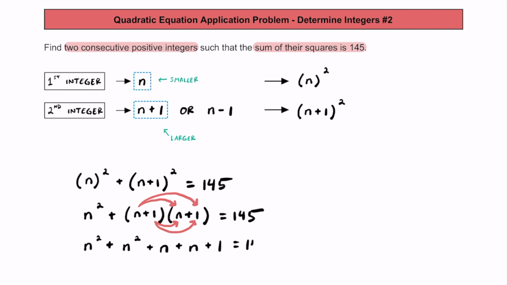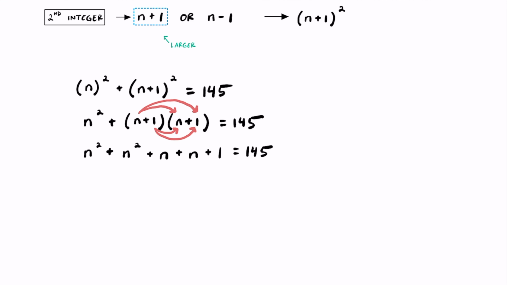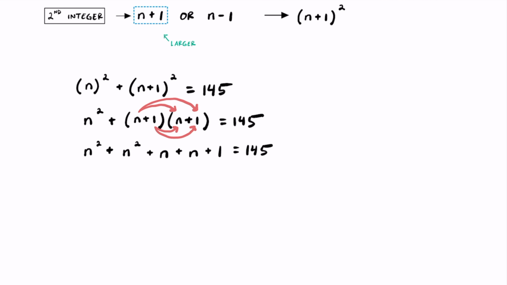This is equal to 145. All right, so we're cleaning this up a little bit, but I think we can combine some like terms here. So if we combine this n squared and n squared, if we add their coefficients, that's going to be 2n squared. And then if we combine this 1n and 1n, that's going to be plus 2n. And then we have a plus 1, that's a constant that's left alone right now, and then we have 145 on the right side.